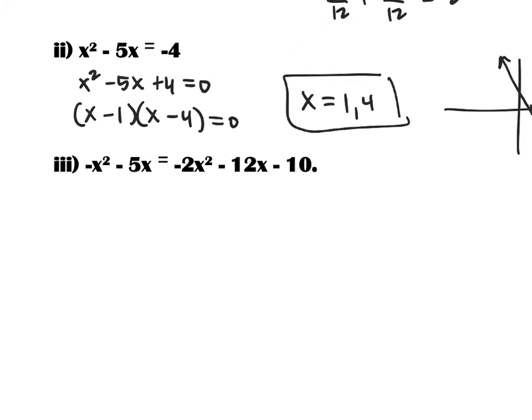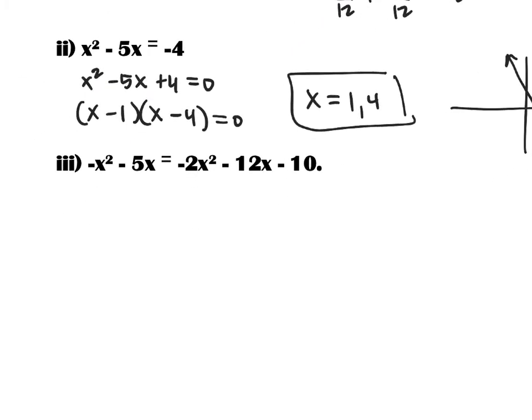Part 3 is very similar to 2, got a little bit more to it. So I'm going to add 2x squared to both sides. That gives me x squared over here. I'm going to add 12x to both sides, which gives me a 7x over here. And then I'm going to add 10 to both sides. And look at that. Now I've got a much cleaner, nicer looking quadratic. Hopefully I can factor it.